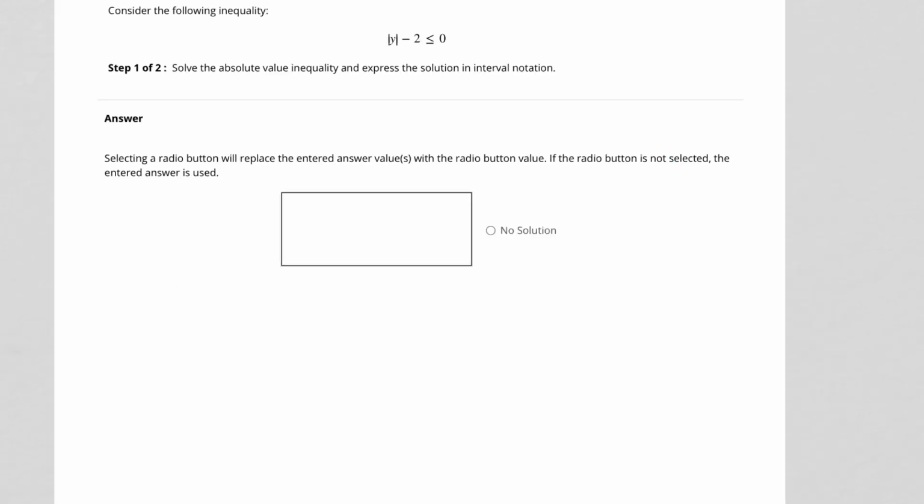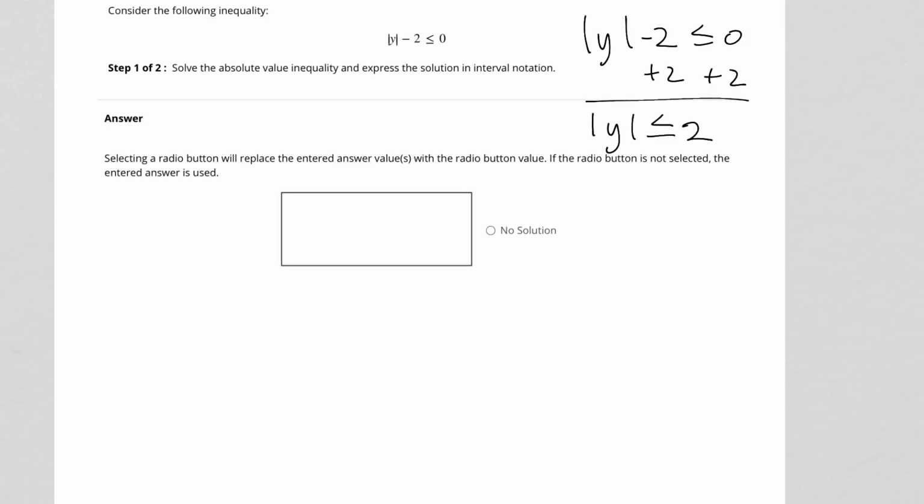We have the absolute value of y minus 2 is less than or equal to 0. We are supposed to solve the absolute value inequality and express the solution in interval notation. Once again, have to put it in standard form first. I'm going to add 2 to both sides. That leaves me with the absolute value of y is less than or equal to 2.